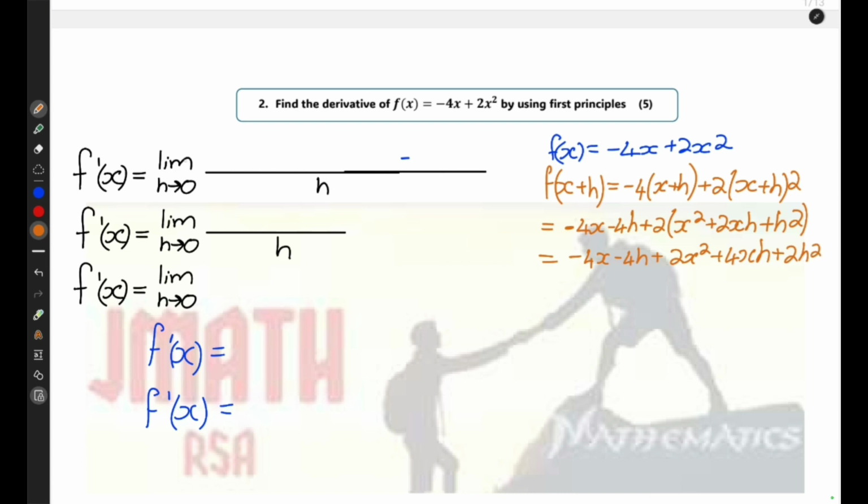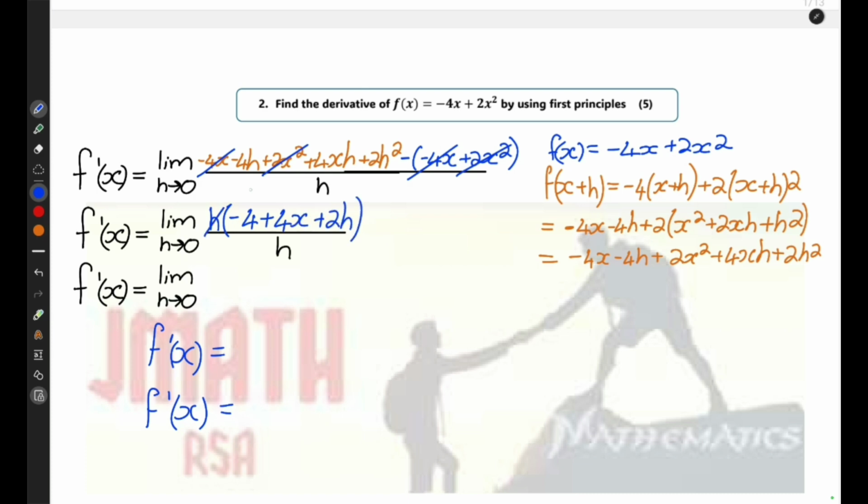Now I can just copy that into the first principles formula. So minus 4x minus 4h, and then plus 2x squared plus 4xh plus 2h squared, minus my original in a bracket, so minus 4x plus 2x squared. Now everything that doesn't have an h is going to cancel out, so minus 4x will cancel out with that minus 4x. The minus 2x squared would cancel the plus 2x squared. In this step, I am then also going to take out h as a common factor, and I am left with minus 4 plus 4x plus 2h.